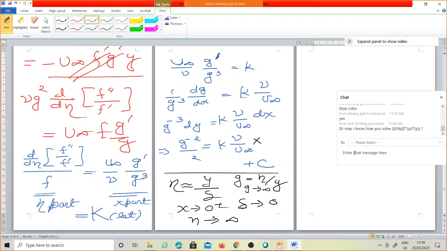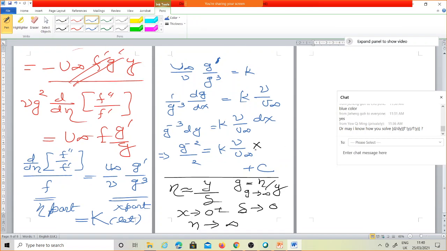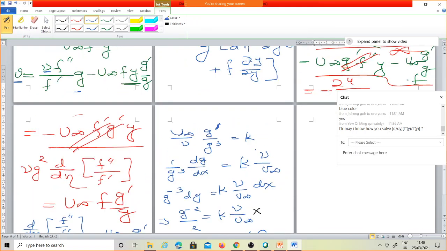Instead of writing ∂/∂y of f double prime by f prime, we are writing d by d eta of f double prime by f prime multiplied by d eta by dy. We use the chain rule. We are not using d by dy, we just write d by d eta, f double prime by f prime, multiplied by d eta by dy, because f is a function of eta, not y. We use the chain rule.